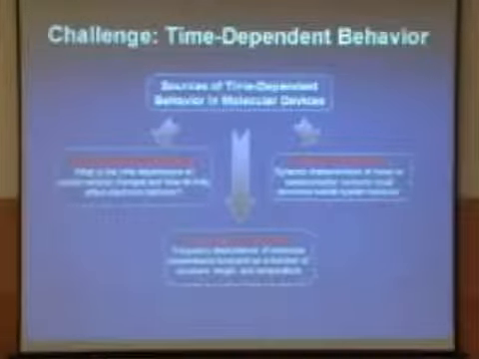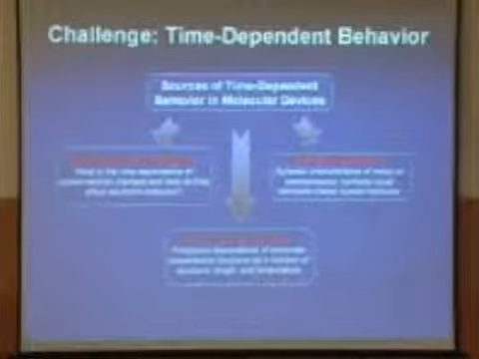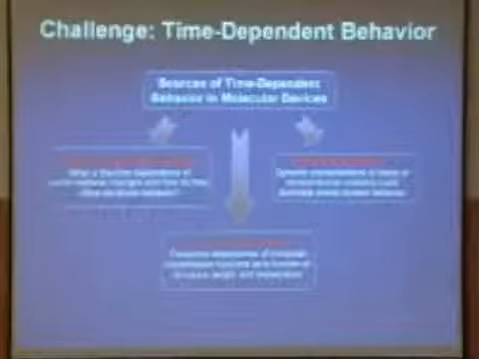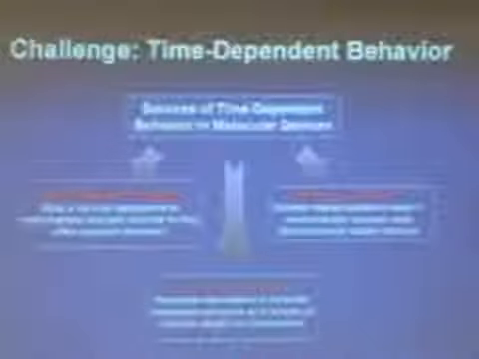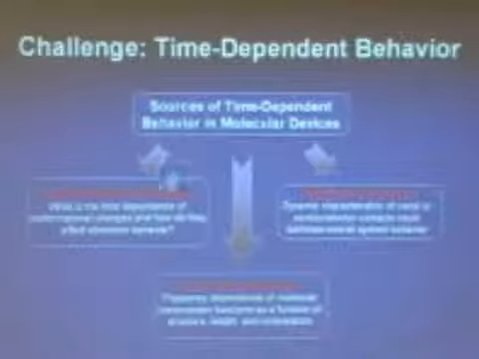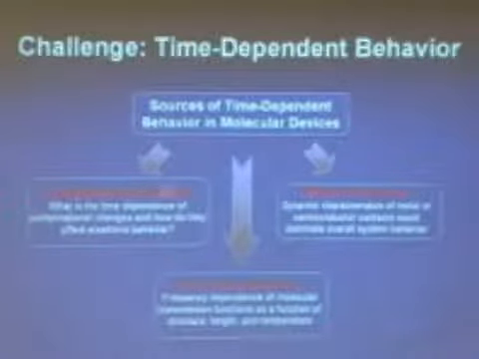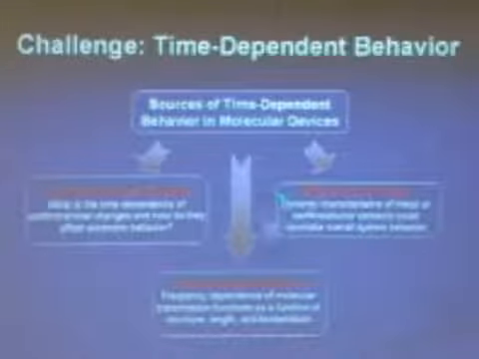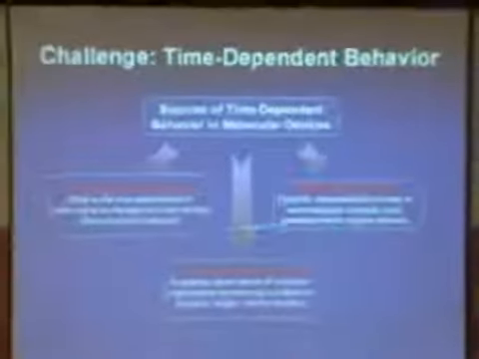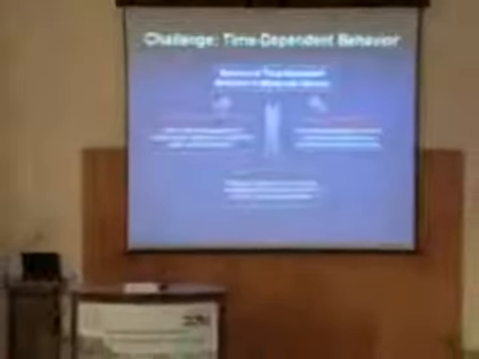This is again development of theory, because it is about how real we are in predicting the properties. We have not taken care of the time-dependent behavior, which is very important, and there are ways to do it. The first thing is what happens with time: what is the time dependence of conformational changes and how do they affect electronic behavior? Then you have the effect of contacts, dynamic characterization of metal or semiconductor contacts. And then finally we have electronic quantum effects, meaning the frequency dependence of these transmission functions as a function of structure, length, and temperature.